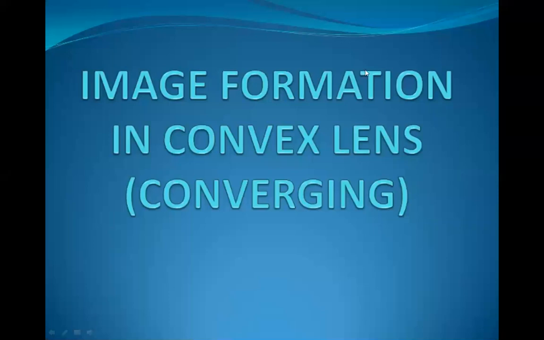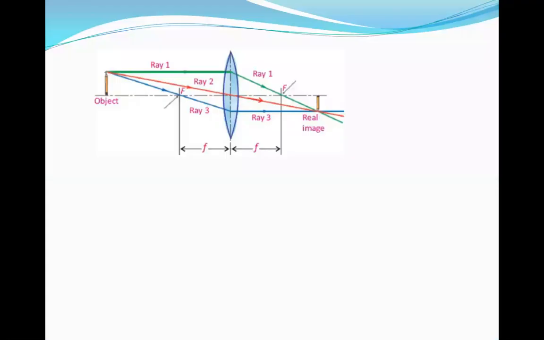Let's start image formation in a convex lens or converging lens. For drawing the ray diagrams of a convex lens, you have to understand these three basic rays of light, which will pass through a lens and where they intersect the images are formed. Now you can skip one of these rays because the intersection of two rays can also give you the image formation. Now if an object is placed on one side of the lens, then for drawing the ray diagram, first we will draw the lens and a dotted line passing through the center of the lens known as the principal axis.